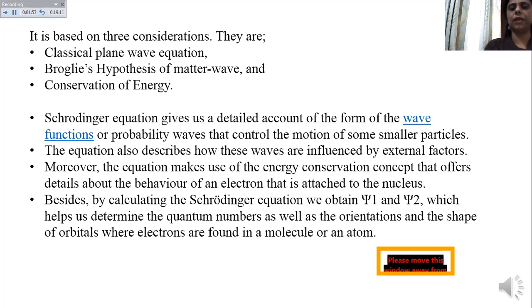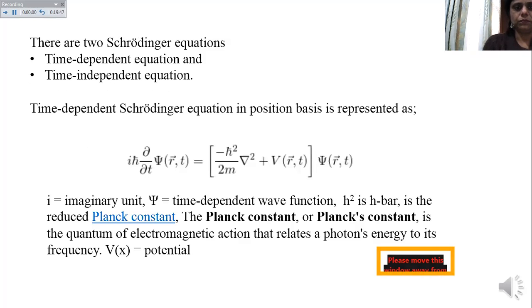What are these psi1 and psi2? These are the wave functions which you are about to study in the next slide, which help us determine the quantum numbers as well as the orientations and the shape of orbitals where electrons are found in a molecule or atom. Means how these electrons move in the orbits, in which shape of orbits they move, how much energy they carry, how much quantum number they have, and what is their orientation. All these are studied by the wave functions psi1 and psi2.